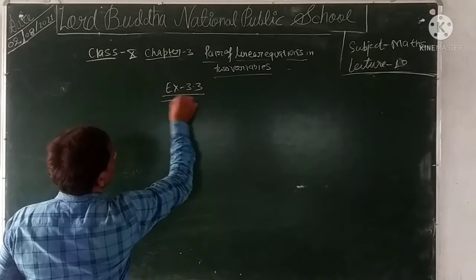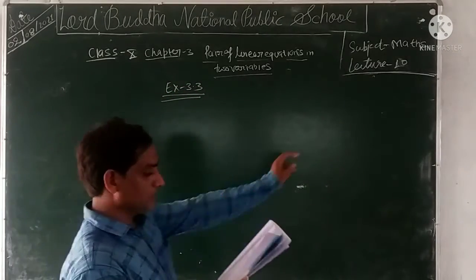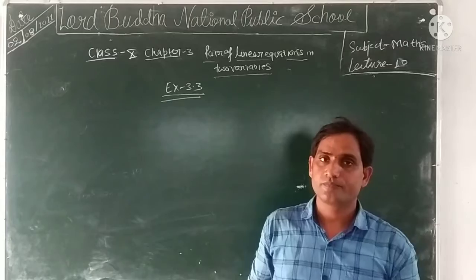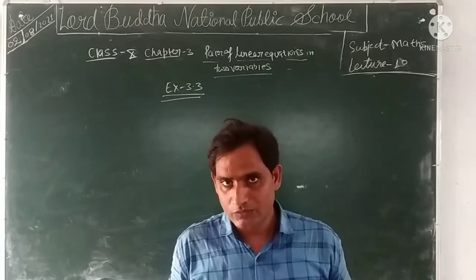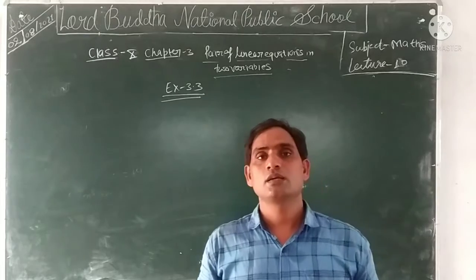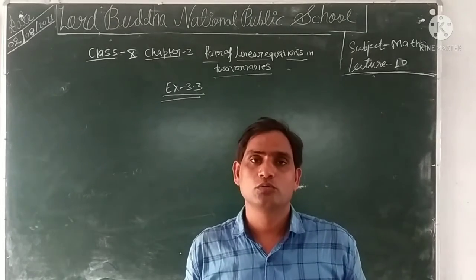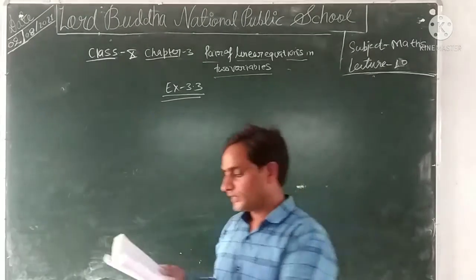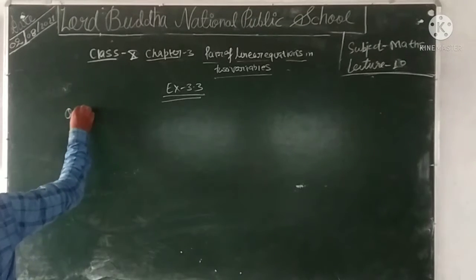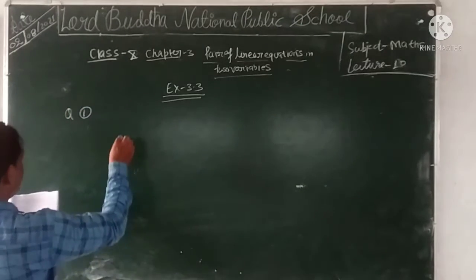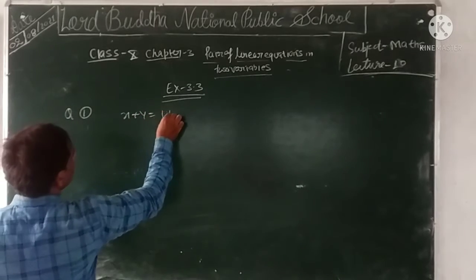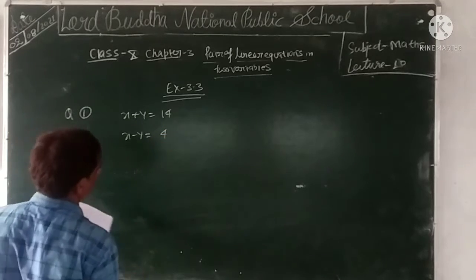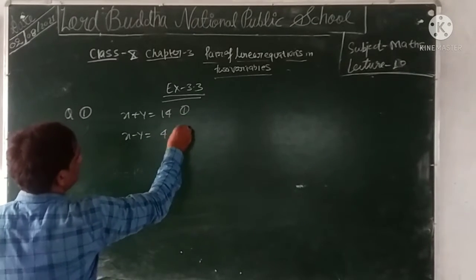Exercise 3.3. The first question is: solve the following pair of linear equations by substitution method. With the help of this question, we will learn what the substitution method is and how we can solve a pair of linear equations by it. The first question is x plus y equal to 40 and x minus y equal to 4. This is the first equation, this is the second equation.